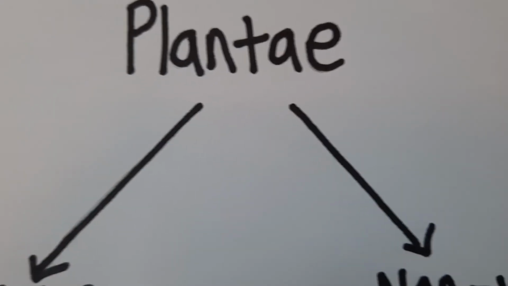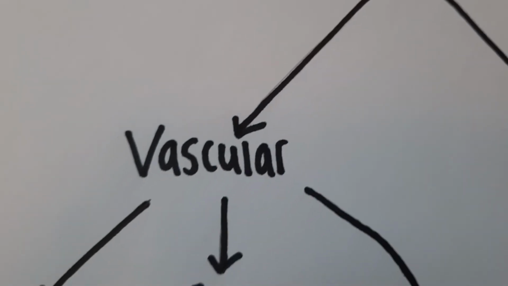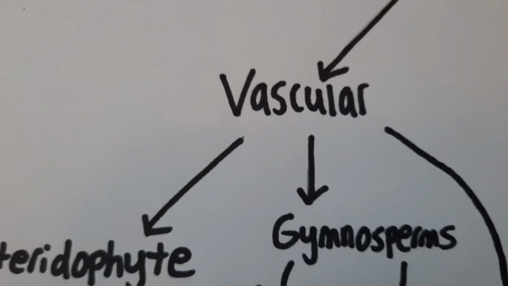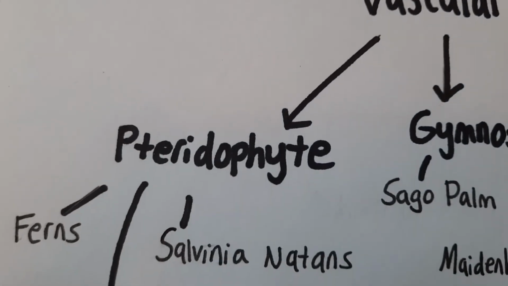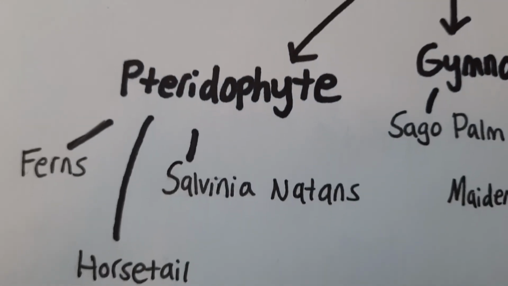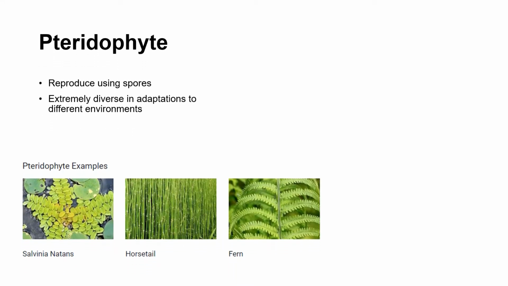We are now going to look at the much larger group of vascular plants. The plants in this group must contain xylem and phloem tissues for transportation, therefore including all seed-bearing plants. The first phylum of vascular plants we're going to discuss is Pteridophytes.